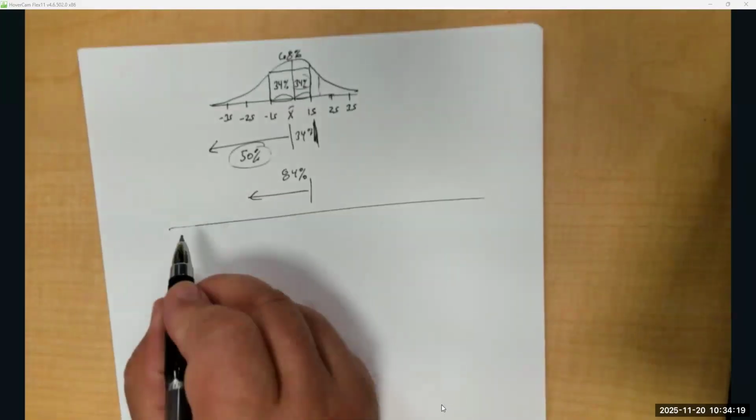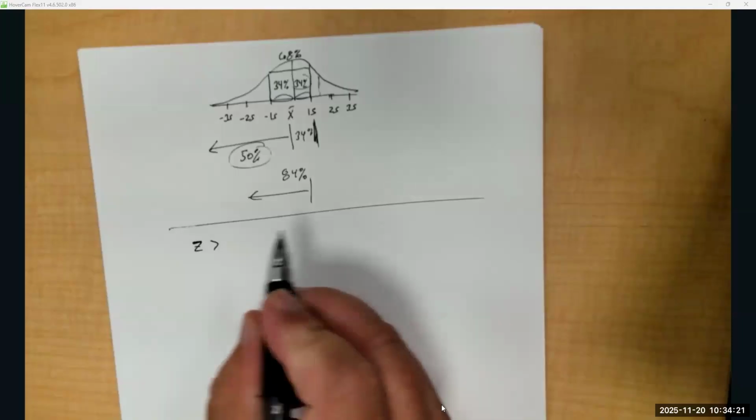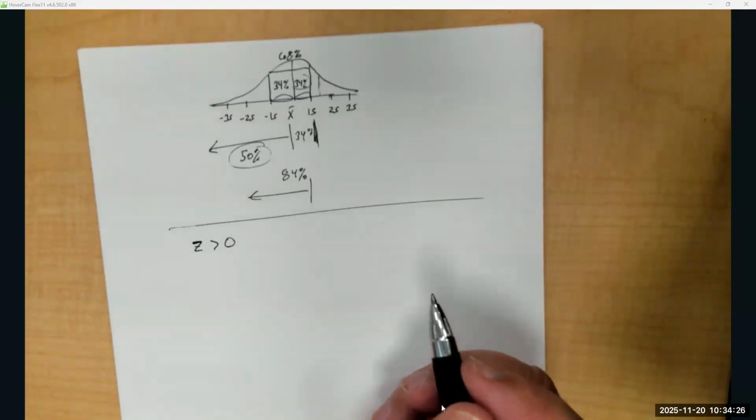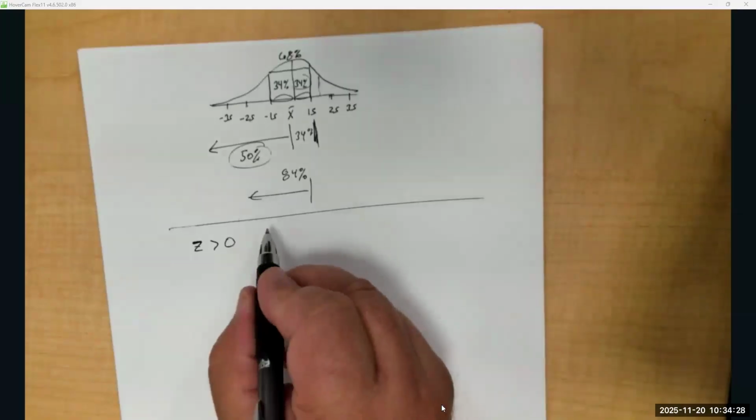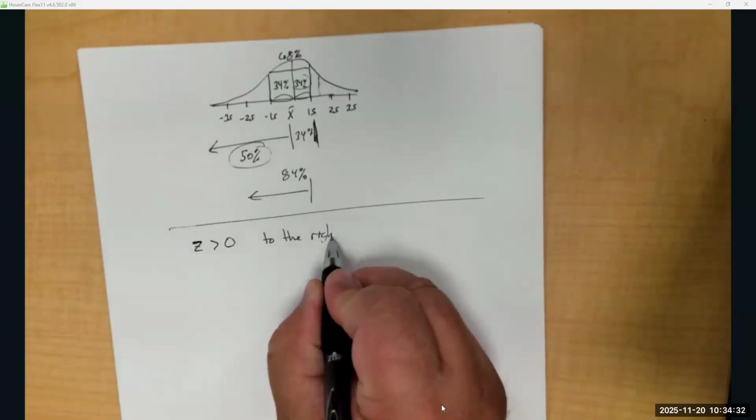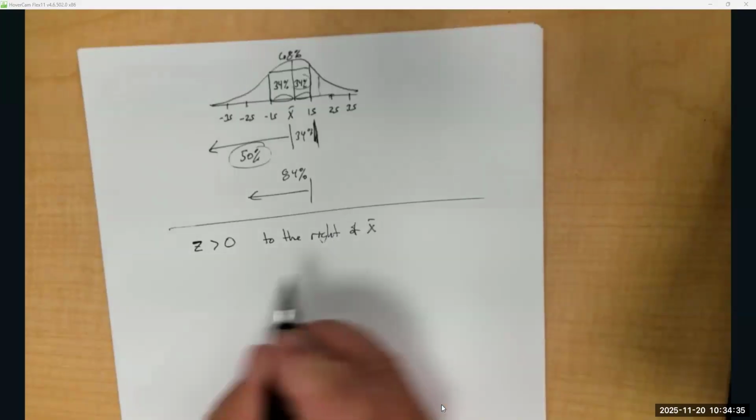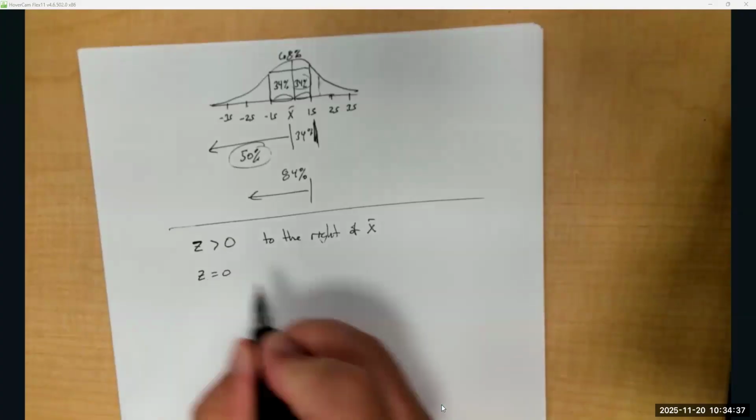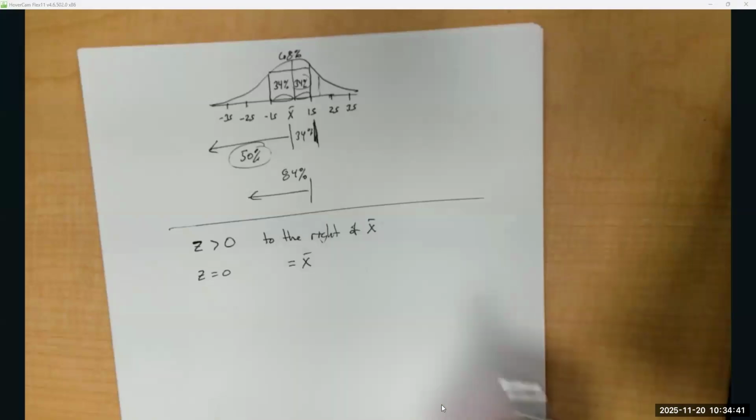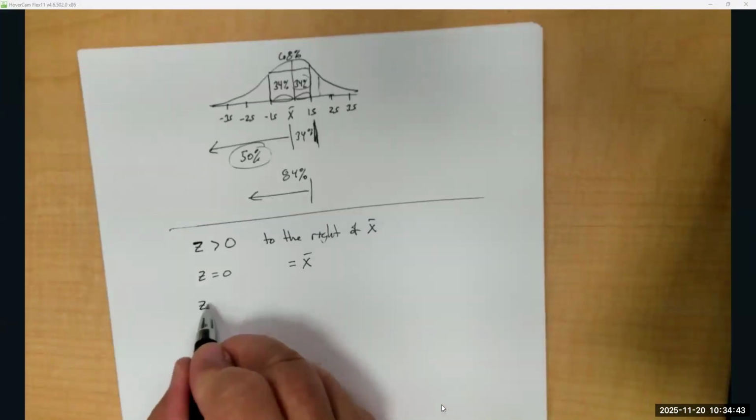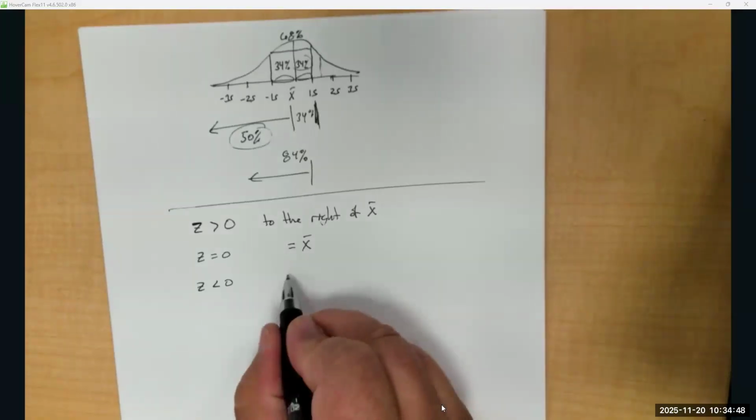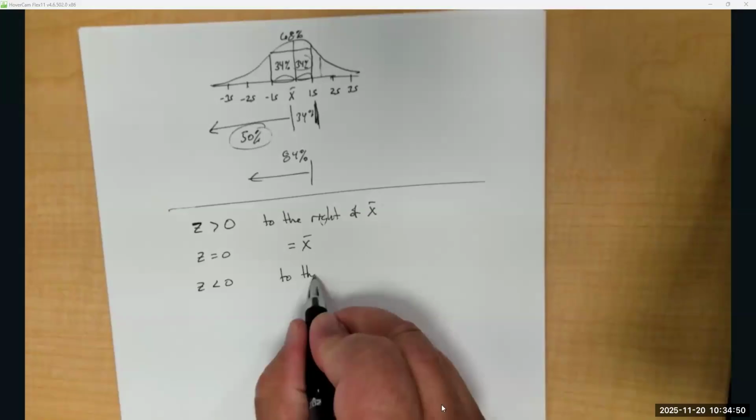So if a z-score is positive, what does that tell us? To the right of the mean. If the z-score is equal to 0, it is the mean. And if it's less than 0, it's to the left.